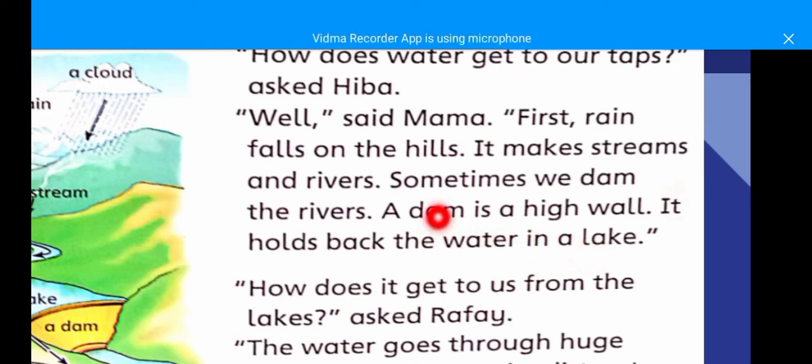All of you, please underline these two lines, starting from a dam and ending at a lake. This is a very important information, that what is a dam. You have to learn these two lines properly, that if anybody is going to ask you what a dam is, you should be aware. A dam is a high wall. It holds back the water in a lake or in a river.